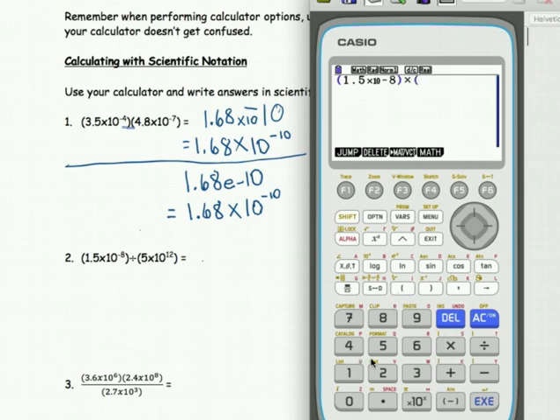Oh, actually, sorry, let's go back. It's divide, bracket 5 times 10 to the 12 bracket. Just double check that you did everything right: you put negative 8 in, positive 12. Now we're going to hit equals. Again, the calculator is giving me its form of the answer. So if I write that in here, oops.